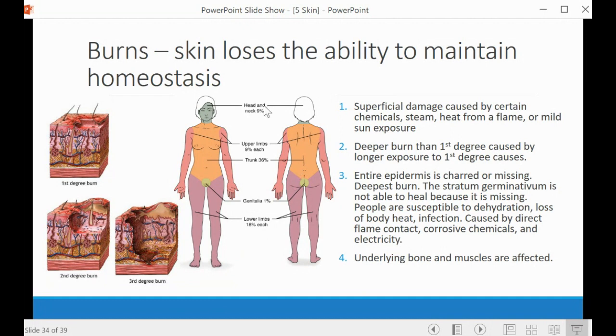And we also talk about the percentage of body that's burned. They've actually come up with this fun percentage area. So the head and neck is considered 9%. Each arm is considered 9%. The trunk is 36%. Genitalia is 1%. And then the legs are considered 18% each. And all of that is 100%.